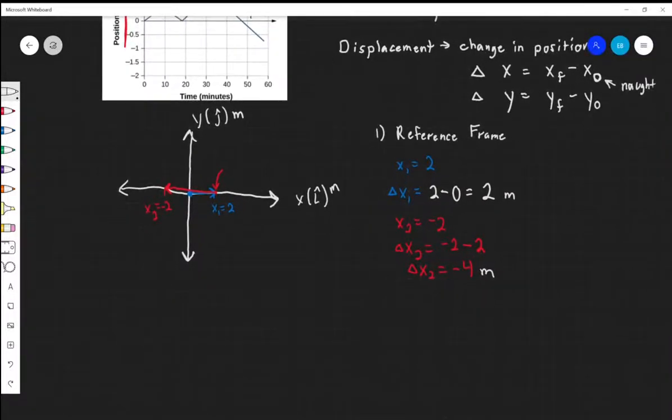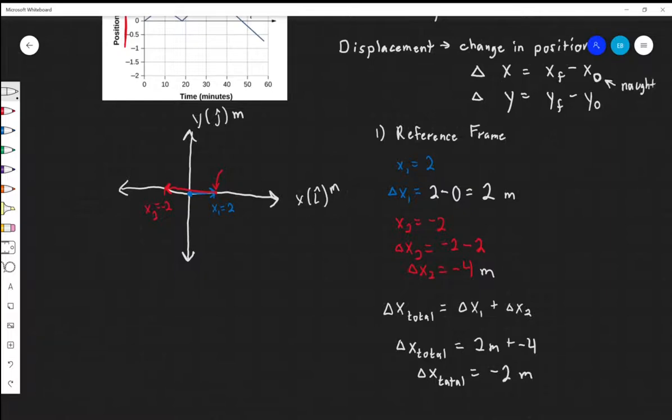So if I want to know my total displacement, let's say delta x total, I can sum up my individual displacements. So I can do delta x1 plus delta x2, and that'll give me my total displacement from the origin that I started with, from the very central 0 point. So delta x total has got to be equal to delta x1, which is 2 meters, plus delta x2, which is negative 4 meters. So my total displacement from the place that I started from, the very initial position, is 2 plus negative 4, which is negative 2 meters.